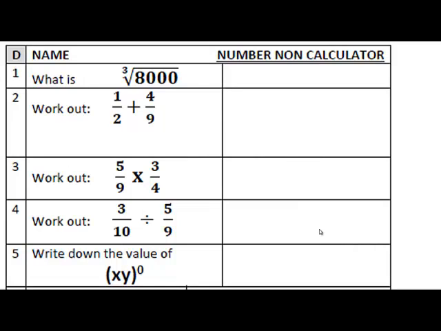you really understand this. So the cube root of 8,000: the cube root of 8 is 2, the cube root of 1,000 is 10, 2 times 10 is 20. That's how you need to think about it. That's how you do this particular one.